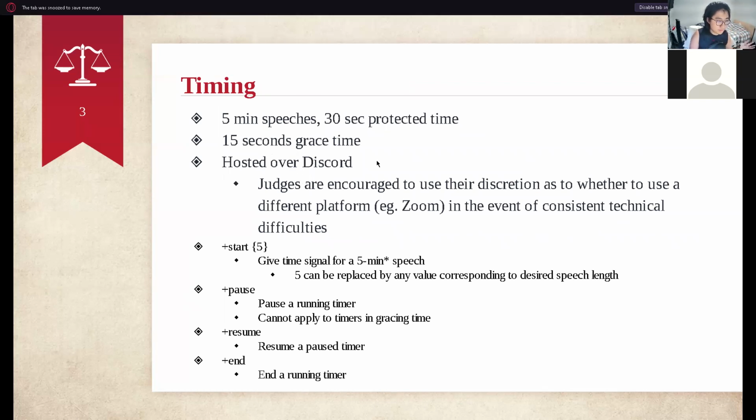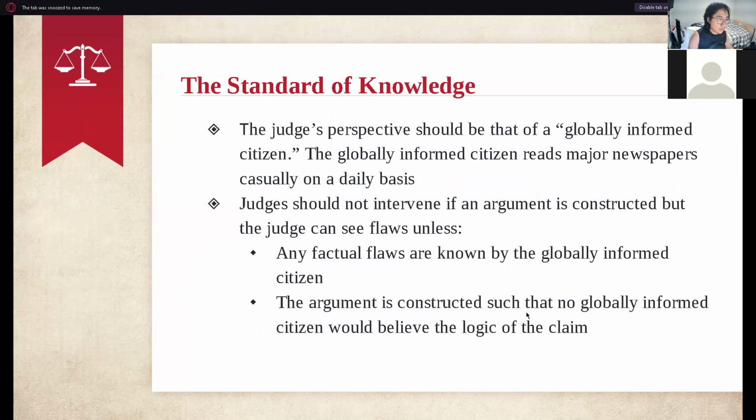Speeches are 5 minutes, 50 seconds for high school tournaments, and 7 minutes for university. This isn't that important. Okay, so another quick rule is to understand the standard of knowledge. And this is going to be very arbitrary. It's going to be kind of vague, but I'll try my best to explain how this works.